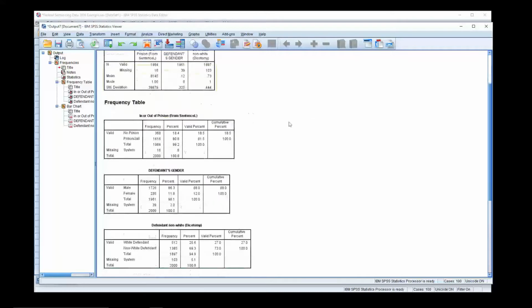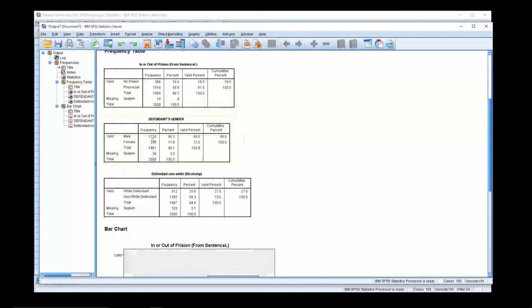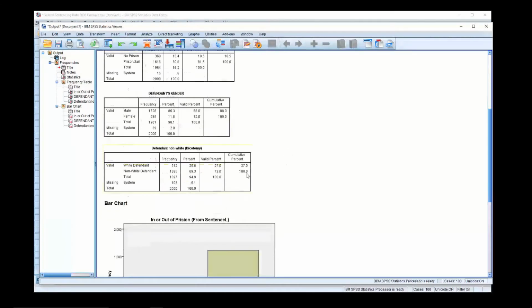So we can come down here and take a look at this, and lo and behold, yep, we can see exactly what we're looking at. So no prison, about 18%, prison or jail, 80%. We've got about 16 cases missing on this variable alone. When it comes to defendant's gender, yep, we have about 86% male, 11% female, with about 39 cases missing a gender value.